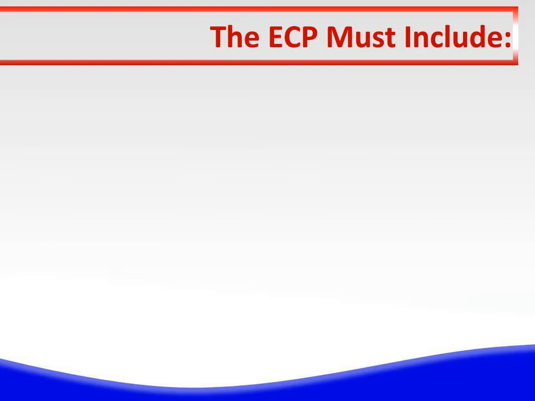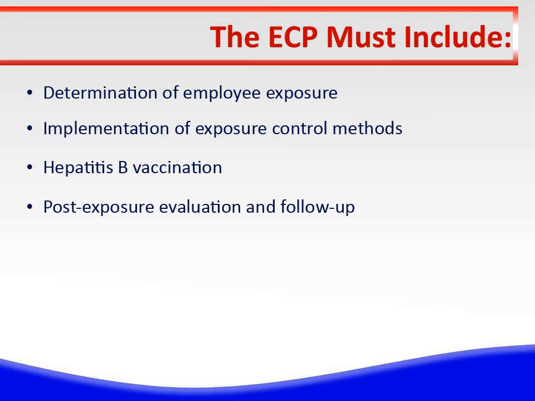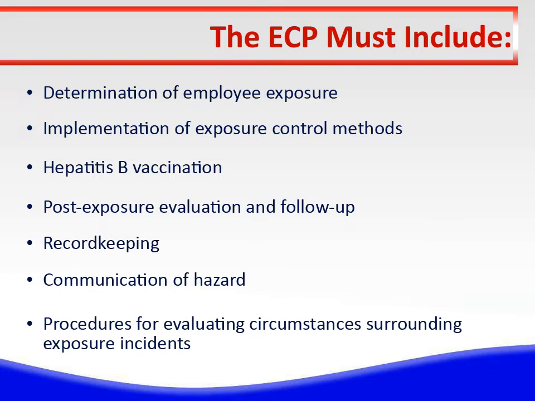The Exposure Control Plan is a key document in assisting employers in implementing and ensuring compliance with the standard, and it must include the following: the determination of employee exposure, the implementation of various methods of exposure control, including universal precautions, engineering and work practice controls, personal protective equipment, and housekeeping. The plan must also include the hepatitis B vaccination, the post exposure evaluation and follow up, record keeping, and the procedures for evaluating circumstances surrounding exposure incidents.